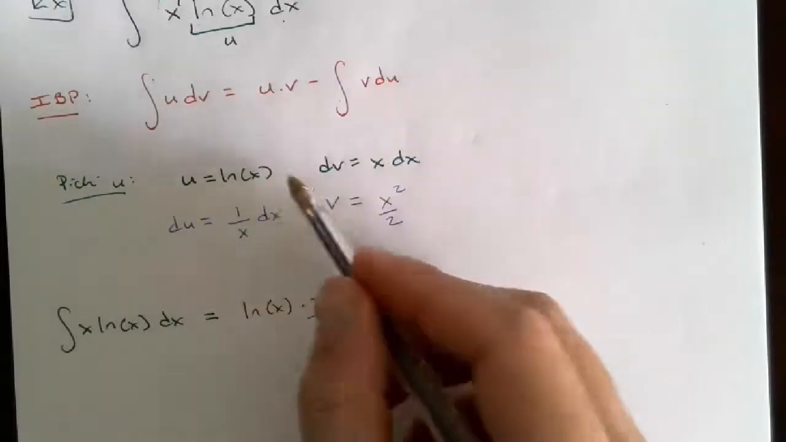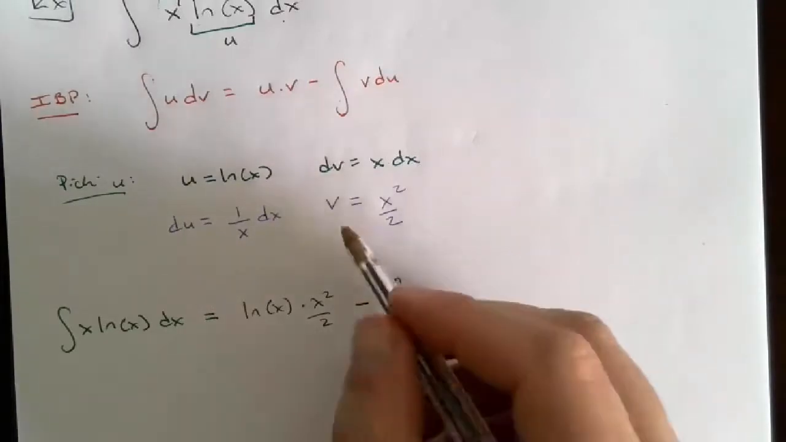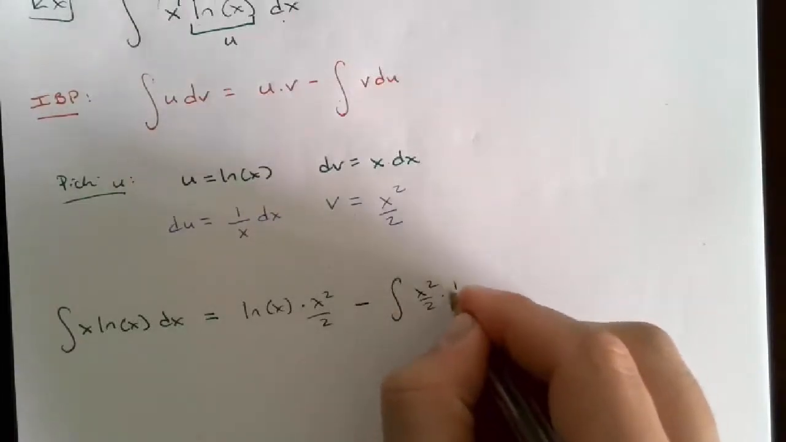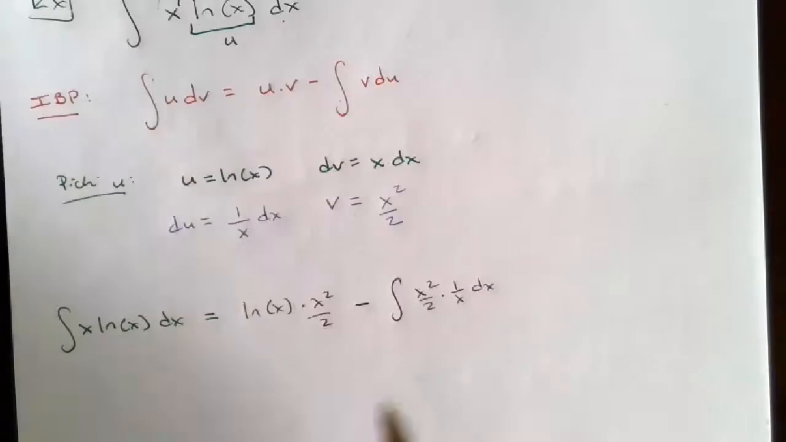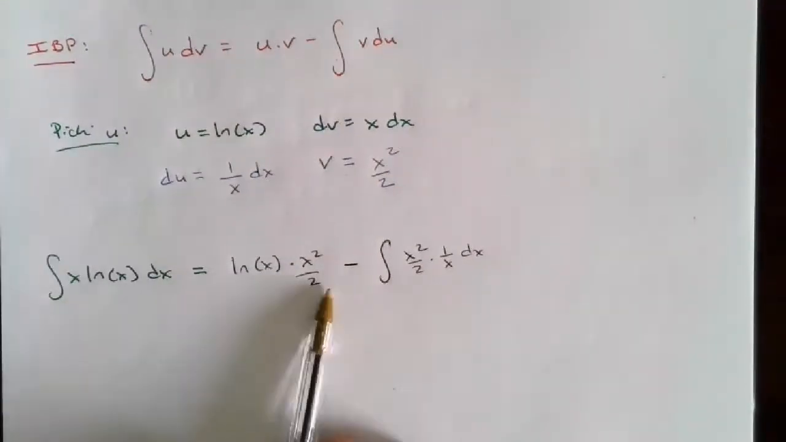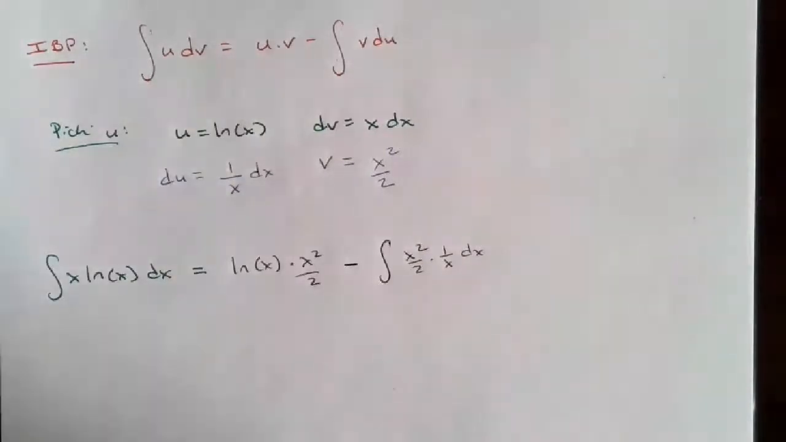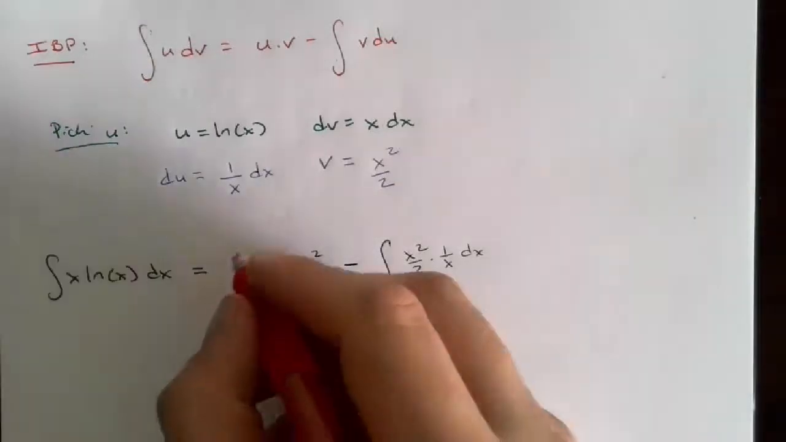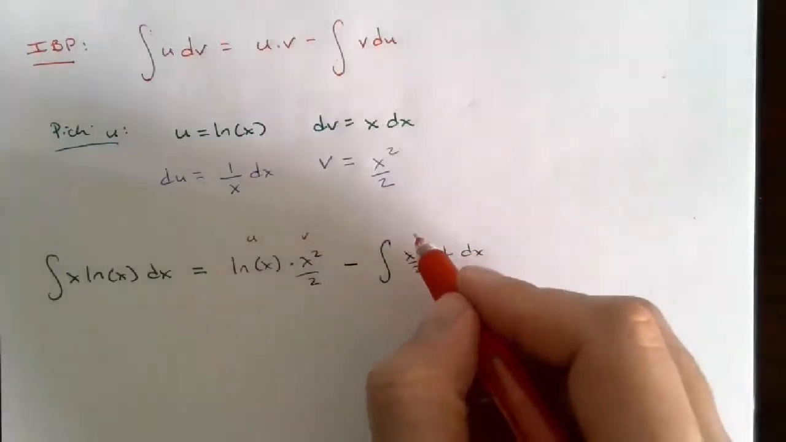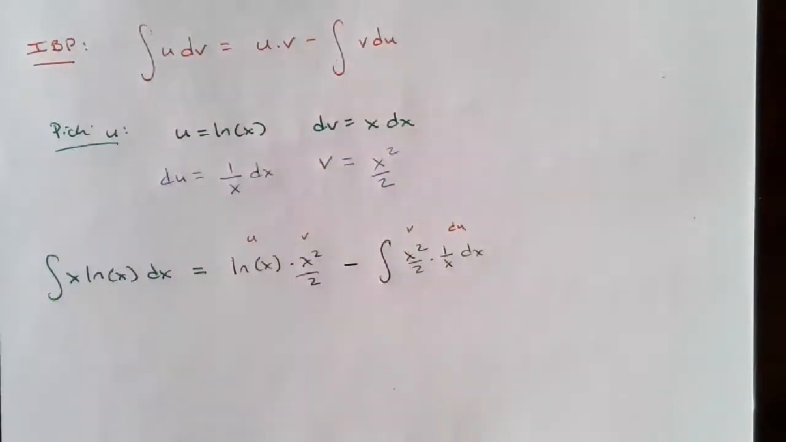And I always think of it as going down this cross if you write it in the same order I did. All right, and then minus the integral of v du, just going across this. So that would be x squared over 2 times 1 over x dx. So remember, we're doing this so we can simplify this integral into something that we might be able to integrate. All right, so we're just following the form. Making sure you understand, right? This is our u, this is our v, this is our v, this is du. All right, so I'm just following along with the formula above.